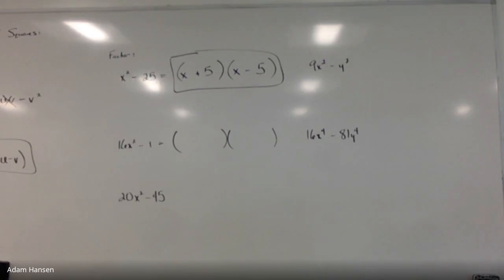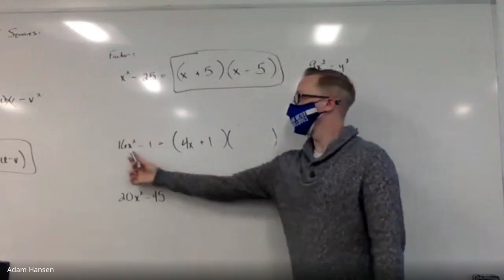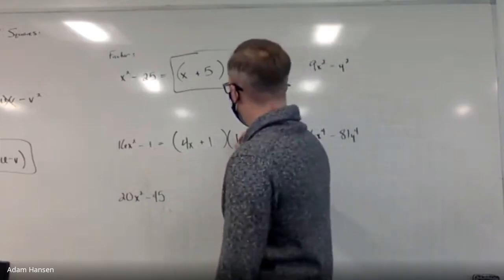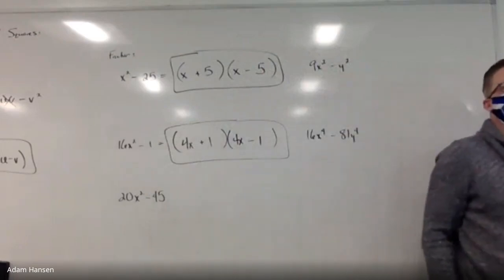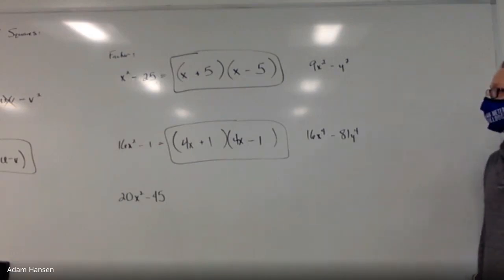You're going to have two quantities that look pretty much the same. 4x plus 1 and 4x minus 1. 4x times 4x is 16x squared. 1 times 1 is 1. Yeah, the only difference here is the negative sign. Nothing to it.